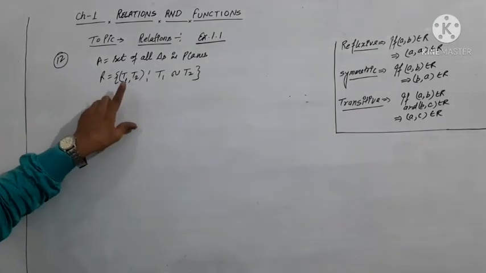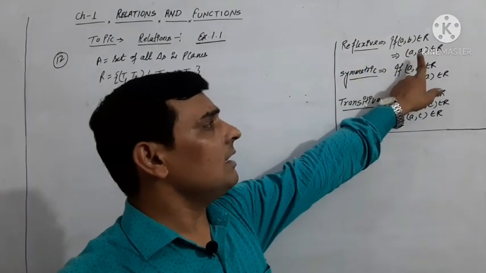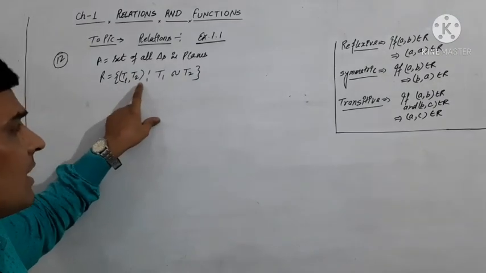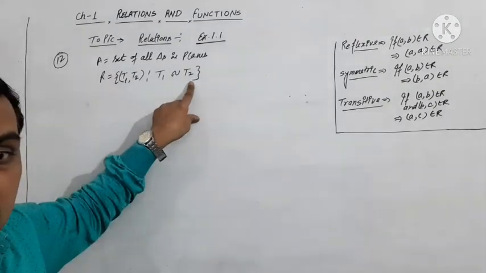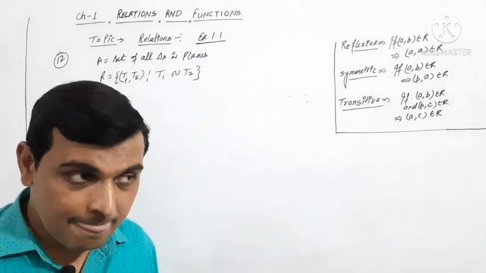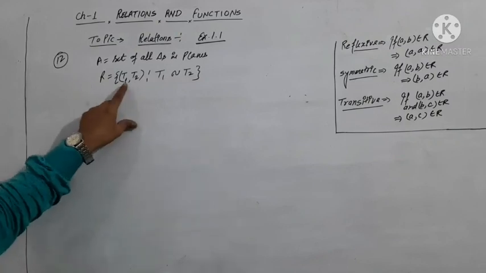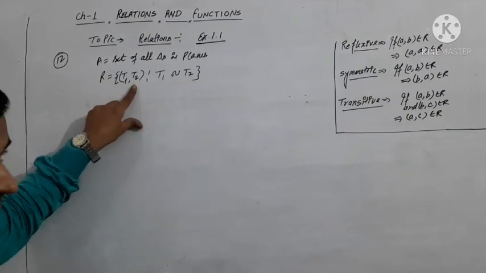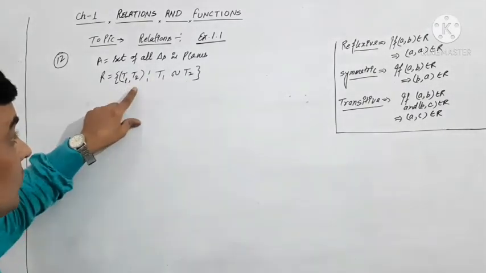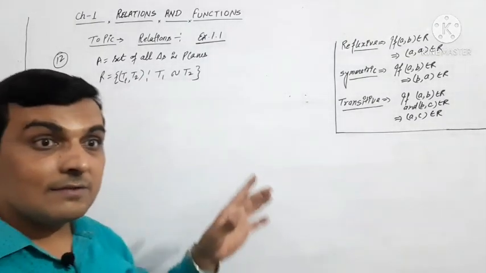So come to the topic. We will check reflexivity. If T1, T1 belongs to R, then T1 is similar to T1. This is true because every triangle is similar to itself. So R is reflexive. For symmetry, if T1, T2 belongs to R, then T1 is similar to T2. If T2, T1 belongs to R, then T2 is similar to T1. This will also be true.